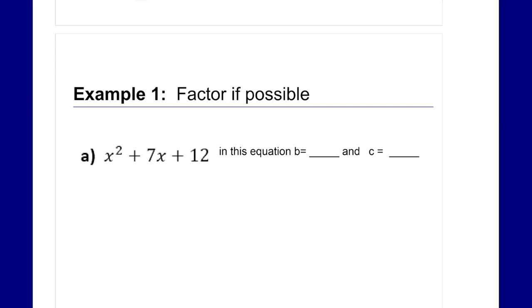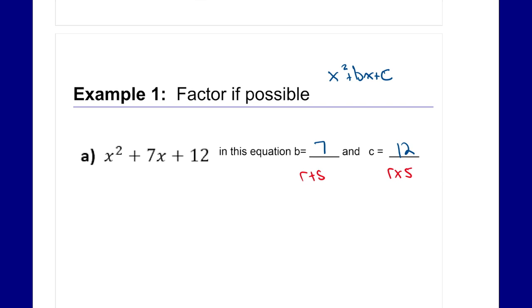I'm just going to write at the top our general format for a simple trinomial, x squared plus bx plus c. And the reason we do that is because we're going to need to look for what our b and c values are. So in our equation here, x squared plus 7x plus 12, our b value is 7, our c value is 12. This means we're looking for two numbers that add to 7, and those same two numbers multiply to 12.